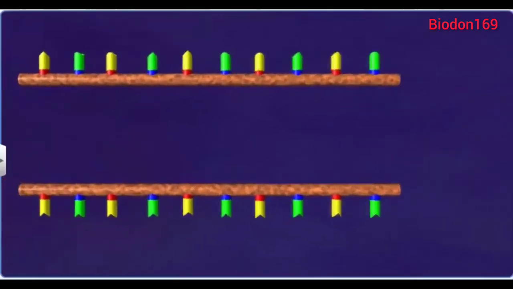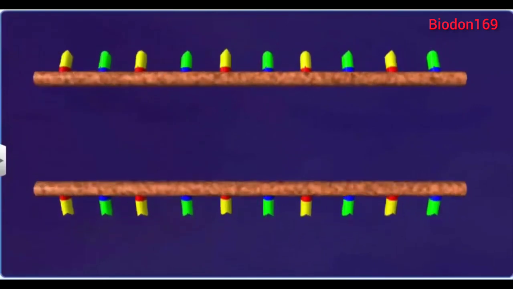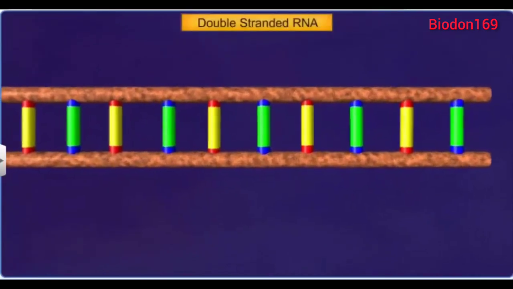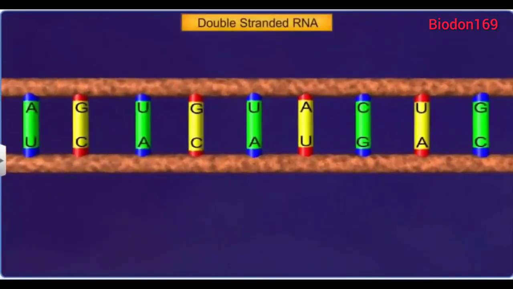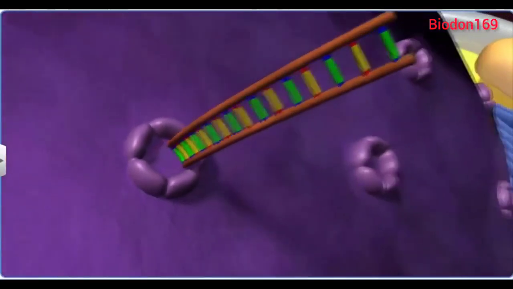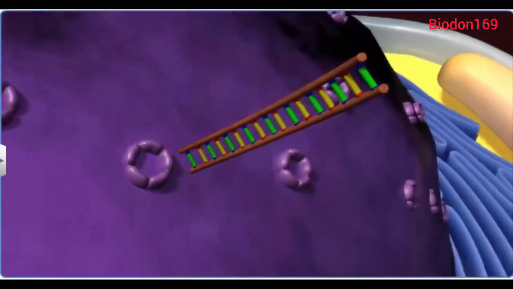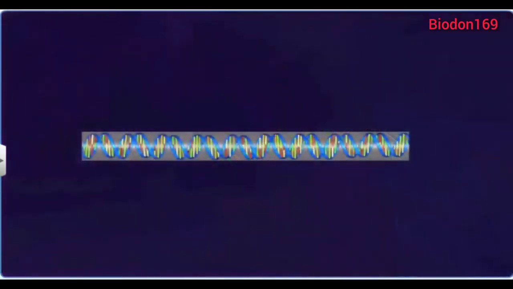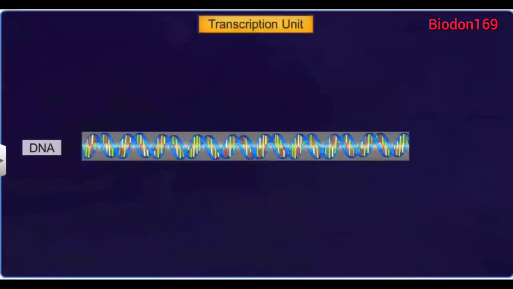Moreover, the simultaneously produced RNA molecules would become complementary to each other and will form double-stranded RNA. As a result, RNA will not get translated into protein, and the process of transcription will get nullified. However, such an occurrence is quite rare. The segment of DNA which takes part in the transcription process is called the transcription unit, and it encodes for at least one gene.